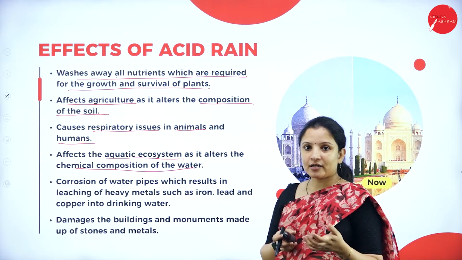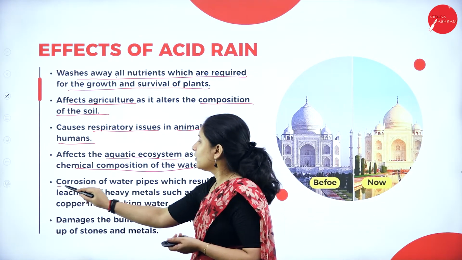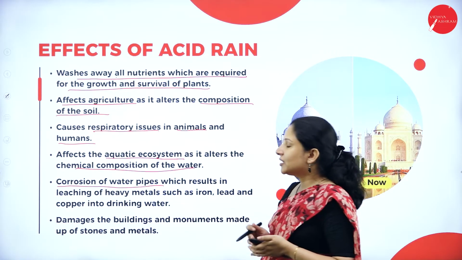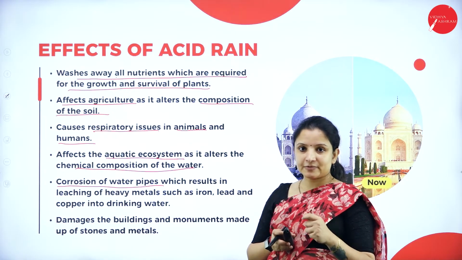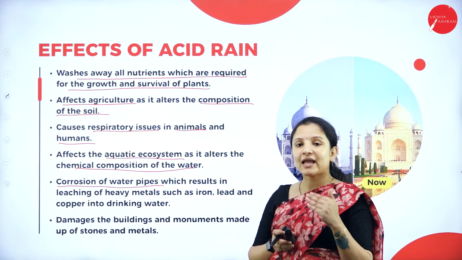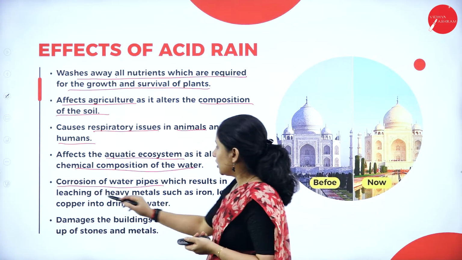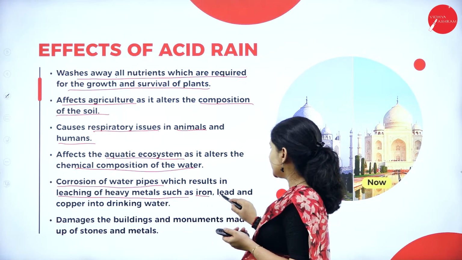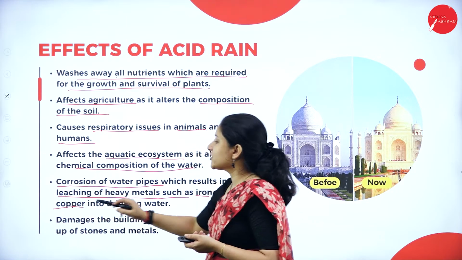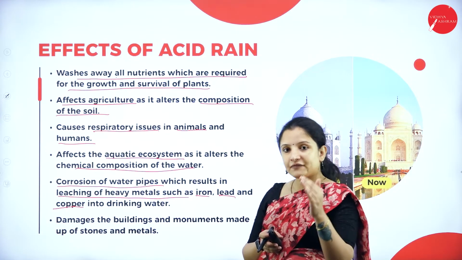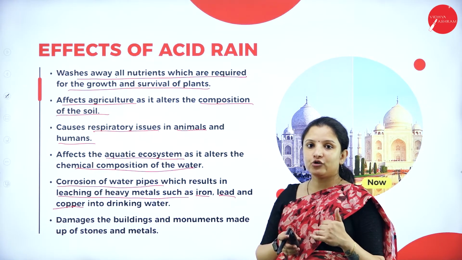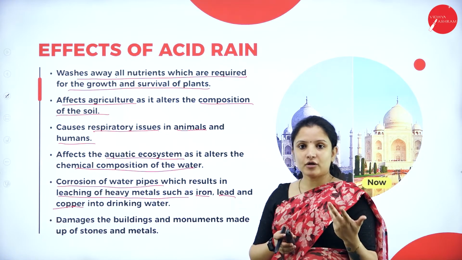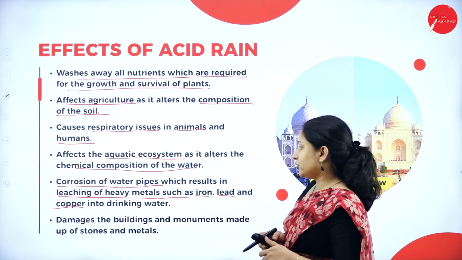And acid rain can cause corrosion or rusting of water pipes, and when these water pipes rust, heavy metals from the pipes can leach into the water. Heavy metals such as iron, lead and copper can leach into the drinking water, and if this drinking water is consumed by human beings, it will cause a lot of ill effects.